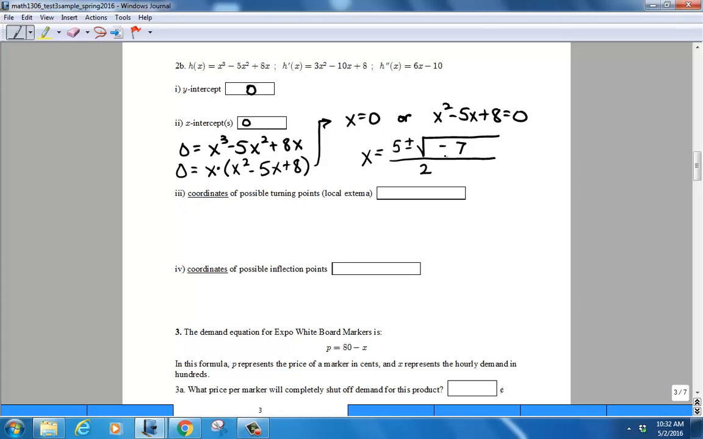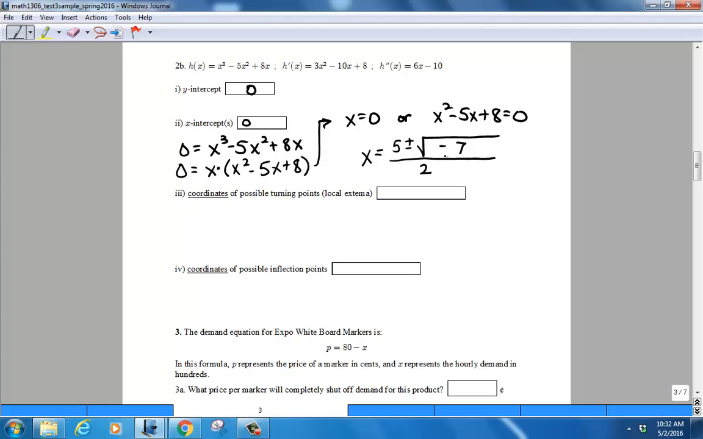And you know the square root of minus 7 is not a real number. It is an imaginary number. And so that means that you don't have any real number solutions to this equation. In other words, there aren't any more x-intercepts. The only x-intercept is 0. If you make a graph of this curve, you'll see it only crosses the x-axis at 0.